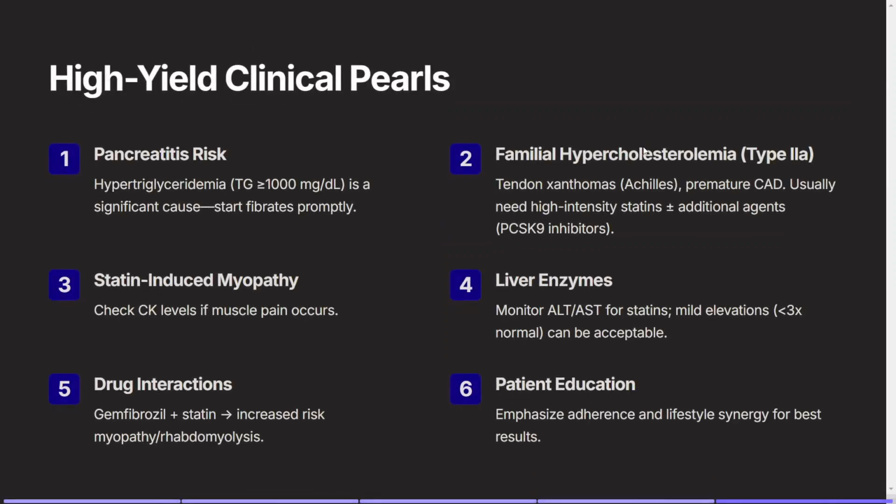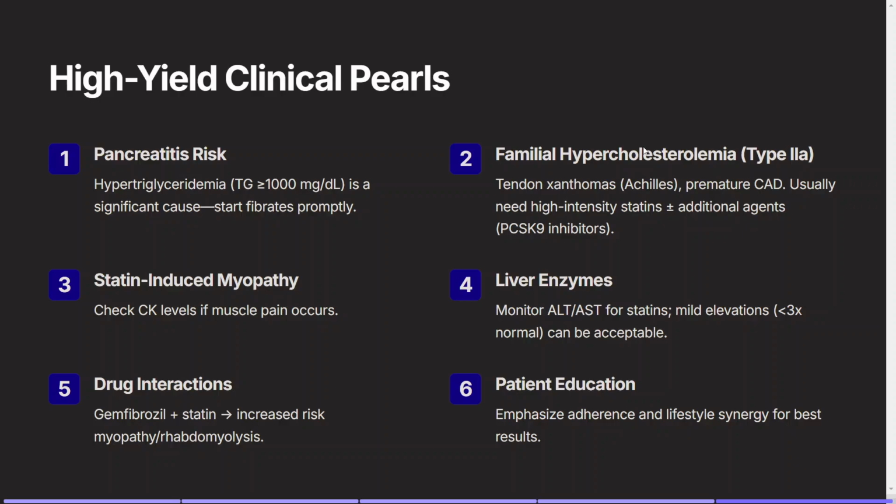So what should you remember for your exams? For your exams, remember the risk of pancreatitis. You have pancreatitis caused by very high triglycerides, after 500, and usually very, very high after 1000. So you should start fibrates immediately when the triglycerides are above 500. And we talked about the statin-induced myopathy, so you should always check the CK levels if muscle pain occurs.